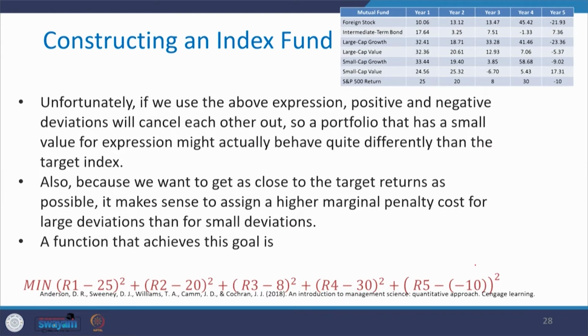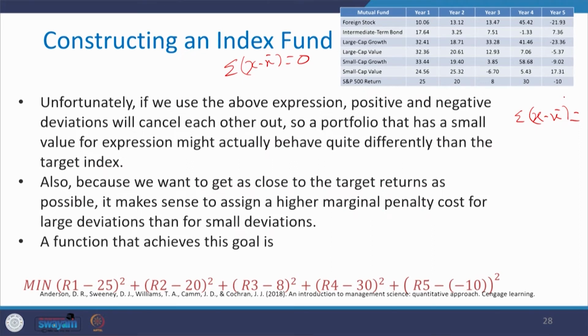Unfortunately, we know that if you sum sigma of x minus x bar, it will be 0. So, what will happen if you use the above expression, that is just the summation of deviations? The positive and negative deviations will cancel each other. So, a portfolio that has a smaller value for the expression might actually behave quite differently than the target index. There is a logic behind this. In the next lecture we are going to study the mean variance theorem. So, sigma of x minus x bar will be 0.